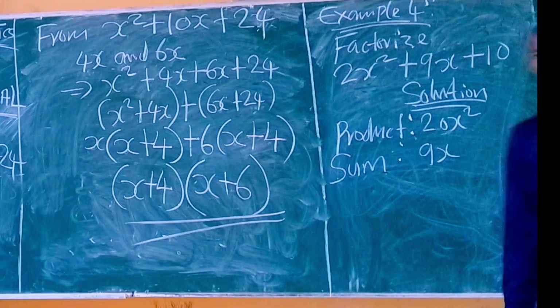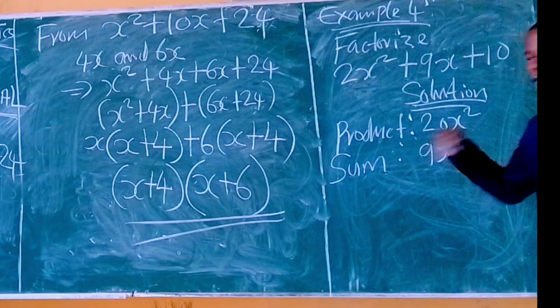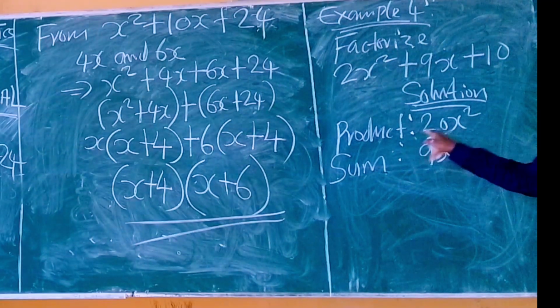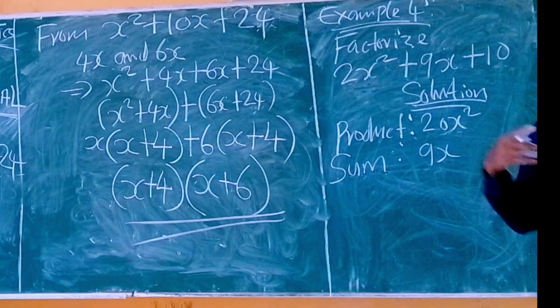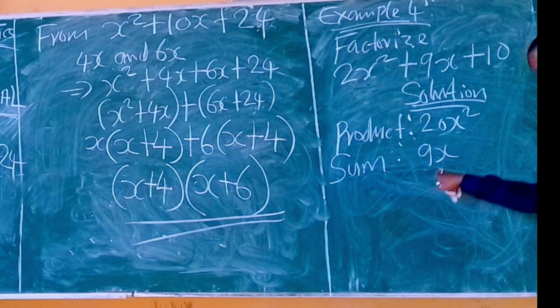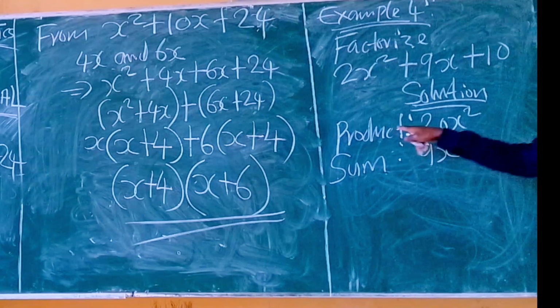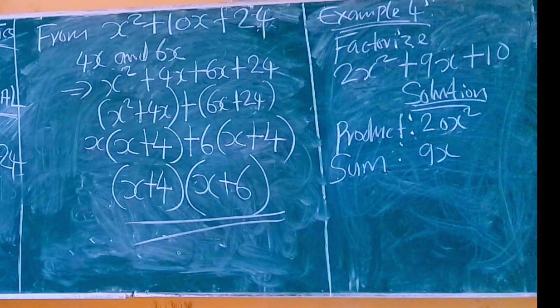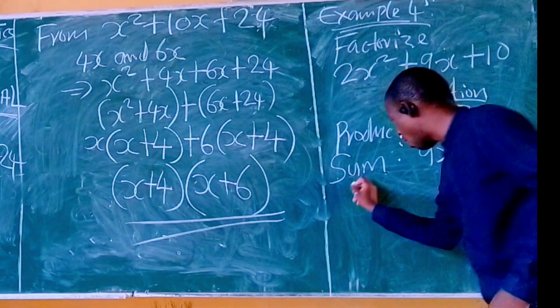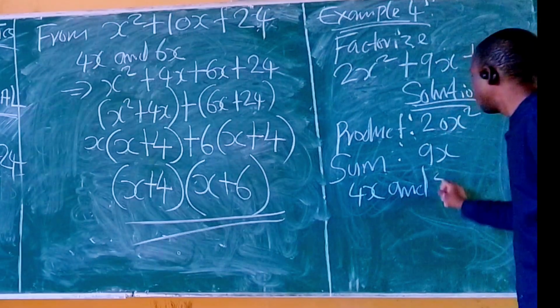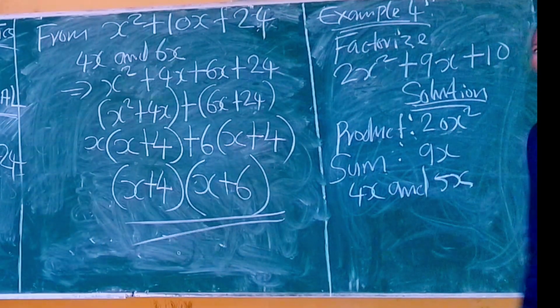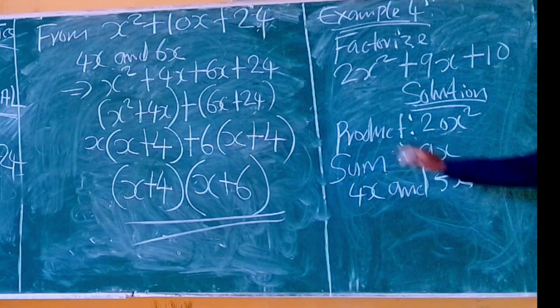Now look at another pair of factors. If you say 4 times 5, that is going to give us 20, right? Then if you add 4 plus 5, it's going to give us 9. Since 4 and 5 satisfy both the product and the sum, we are going to use 4x and 5x as our two numbers that satisfy this condition.